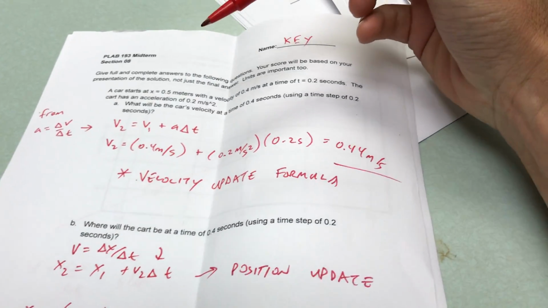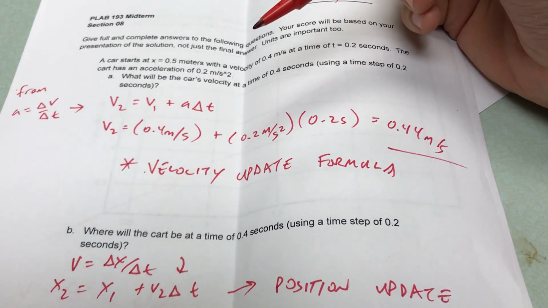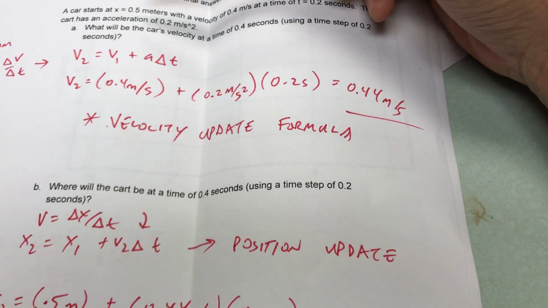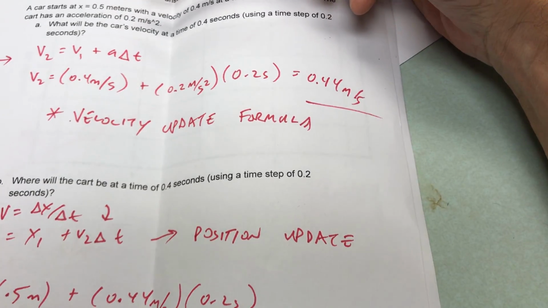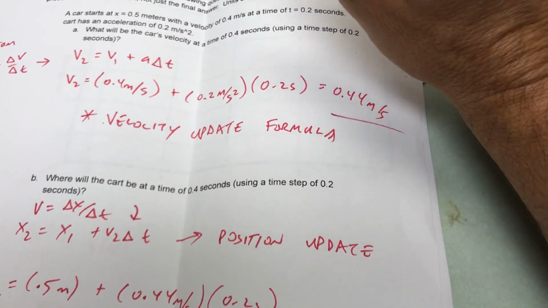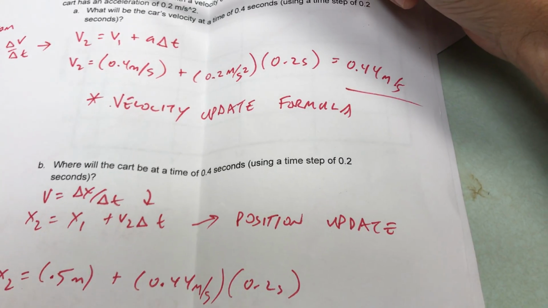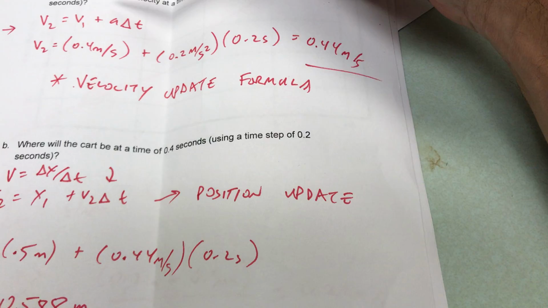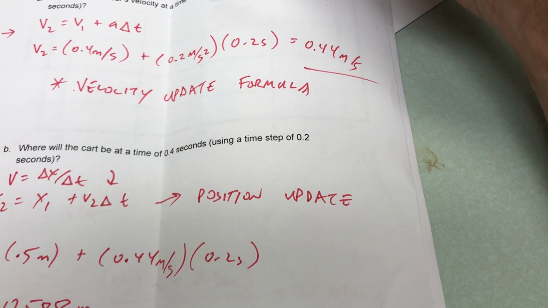Okay, I'm going to go over the test so that we don't have to do that in class and you can look at it. So let's just go over these first questions. The first one, and this is for both sections of my class, so I'm going to go through two tests. Car starts at 0.5 meters and has a velocity, blah, blah, blah. What will the car's velocity be at a time of 0.4 seconds?